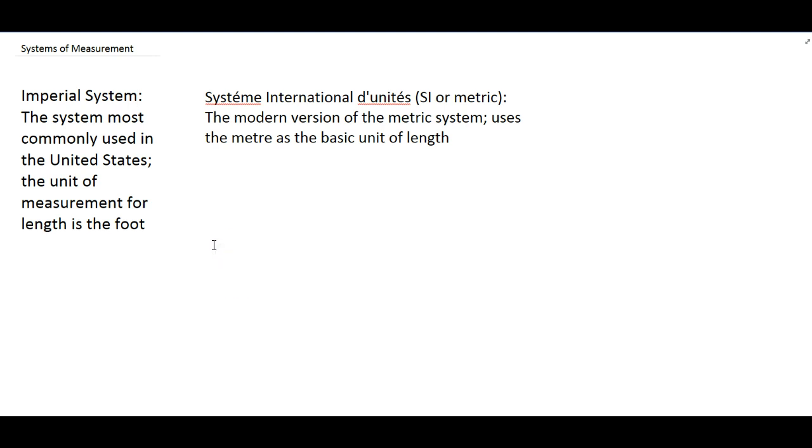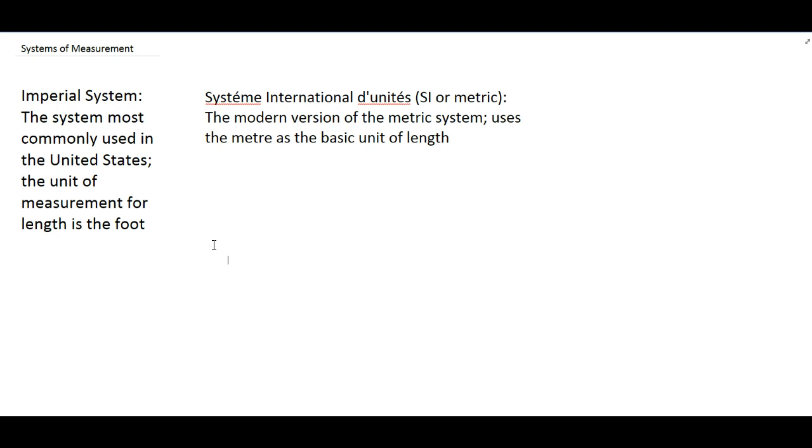We've got the imperial system, and this is the most common system. It's in the United States in particular, and the measurement unit for length is the foot. In Canada, we seem to oscillate between the metric and the imperial system. Often when people talk about their heights, they talk about it in feet and inches, but if we talk about distances, we do it in kilometers. And so we have this mix.